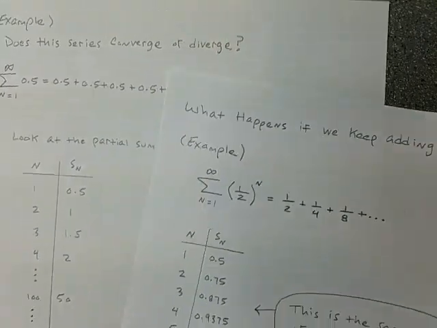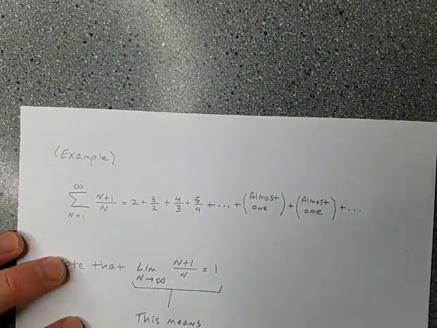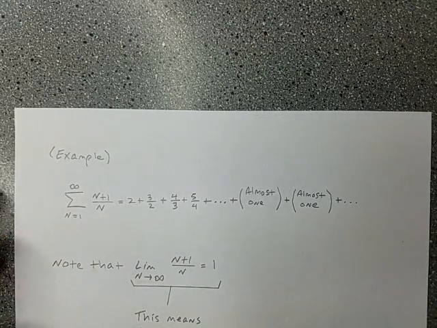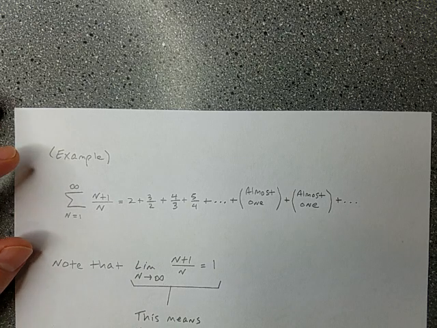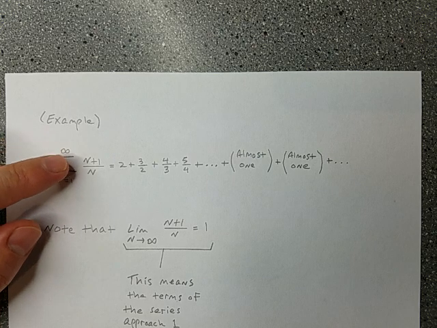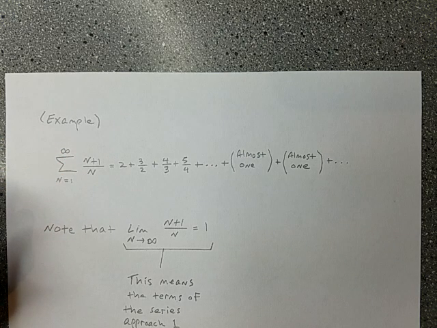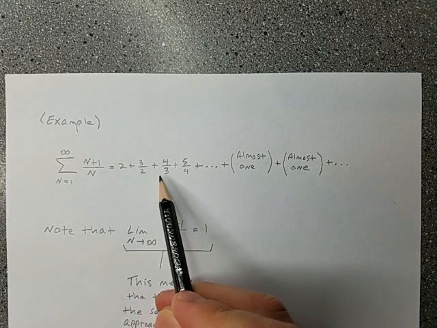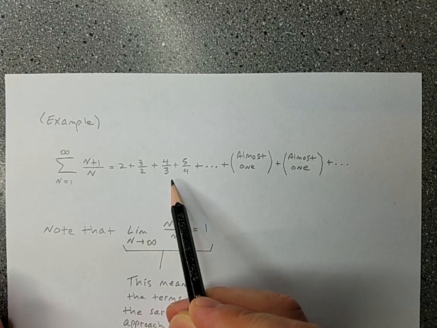Now, let's think about yet another example. I realize I still haven't told you what the nth term test is, but I'm just trying to get you to think about some things so that hopefully you have the best chance of understanding it. See this series right here. It says the sum from 1 to infinity of n plus 1 over n. I wrote out some examples. The first term's 2, plus the second term's 3 over 2, plus the third term's 4 over 3. You get the idea, right?